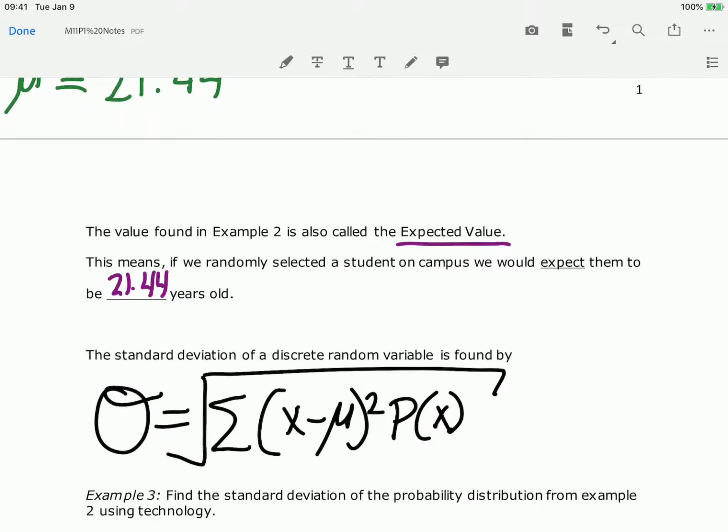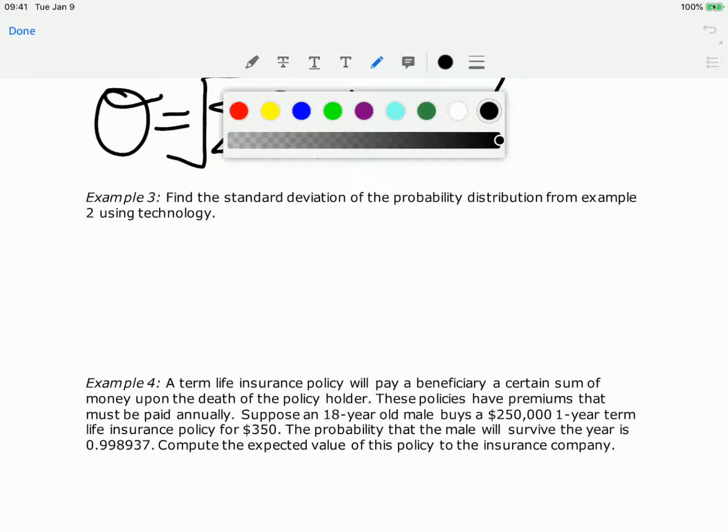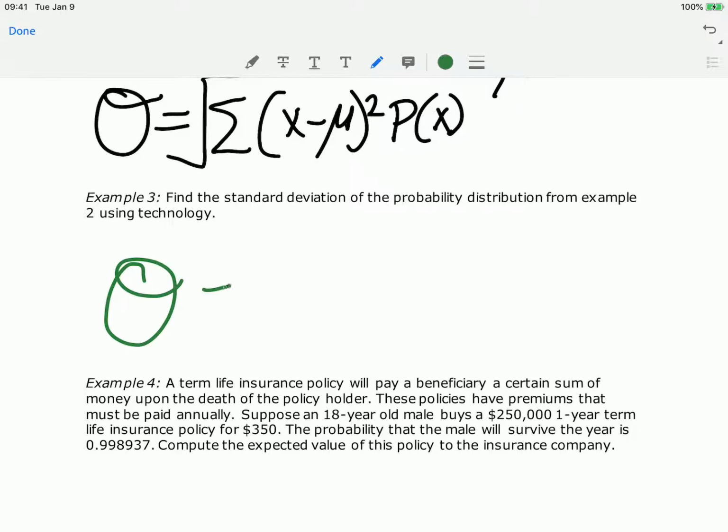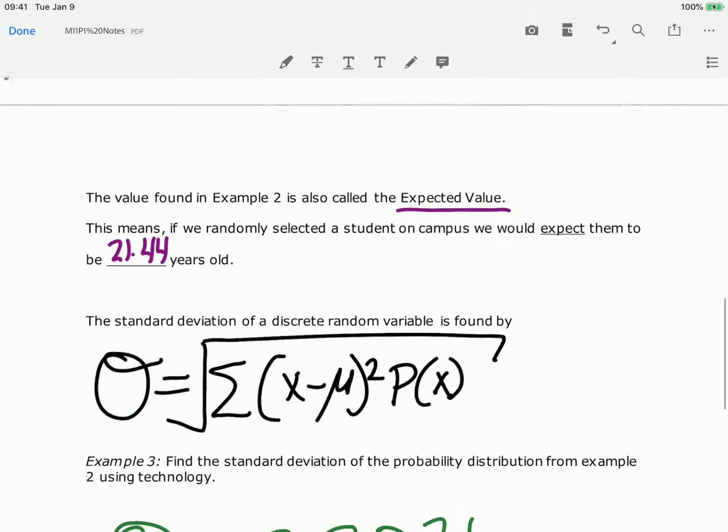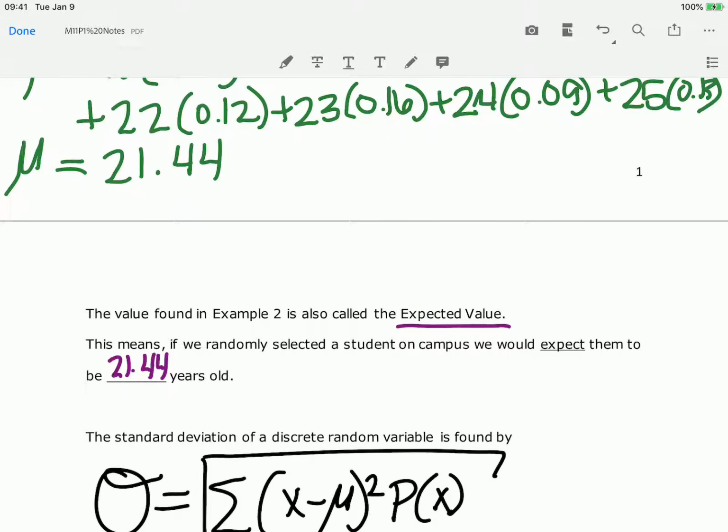All right, so our standard deviation for the ages of these students on campus is equal to 2.3036. Okay, and that standard deviation is interpreted just like we've interpreted standard deviation in the past. This is a measure of spread. Okay, and it's telling us on average how far the data points are from the mean. So on average, a person is about 2.3 years under or over that mean we found of 21.44.